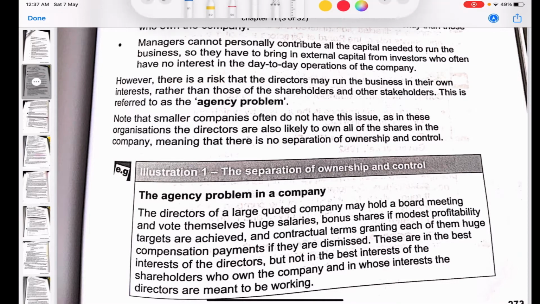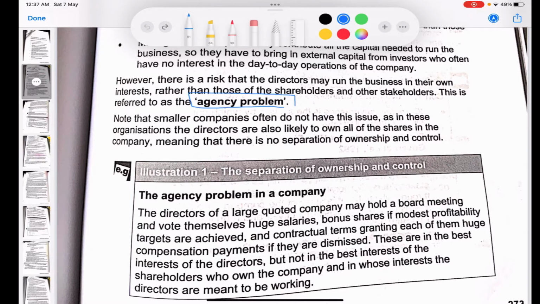Now we are going to study one risk of the separation of ownership and control, and that risk is known as the agency problem. So what is the agency problem? When there are directors running the business and shareholders who are the owners, they are separate. So the directors might not look for the benefit of the business or the shareholders. They might look at their own needs, requirements and goals, and do their job with the mindset of fulfilling their own needs. That is an agency problem, where the individual needs of the directors and managers become more important than the organization's goal or motive.